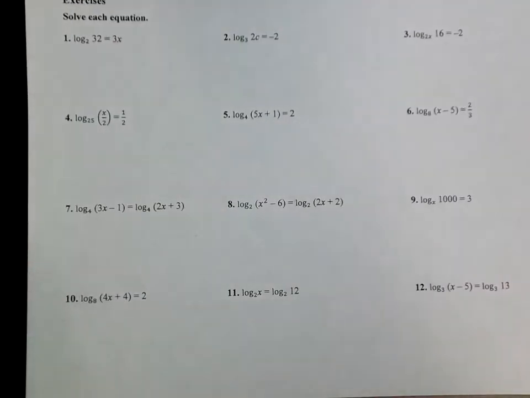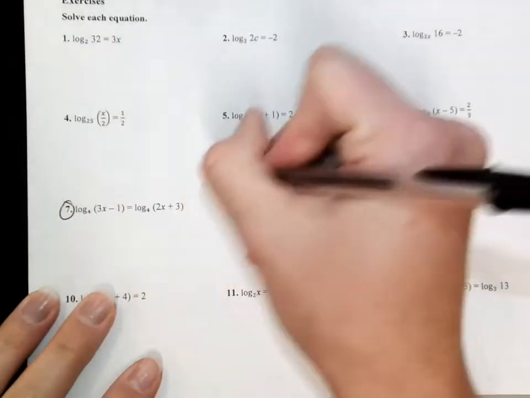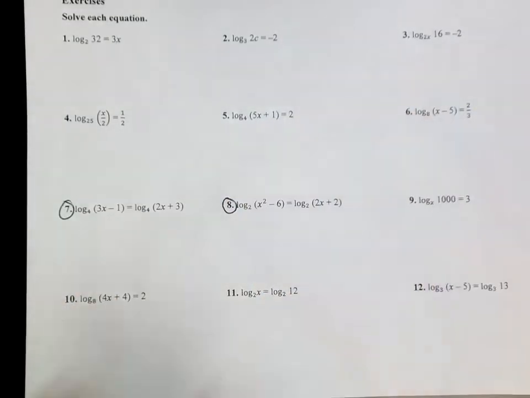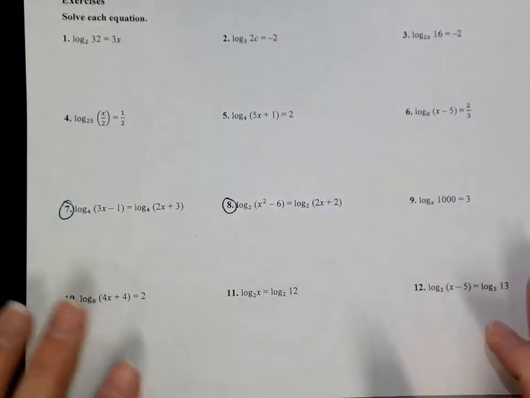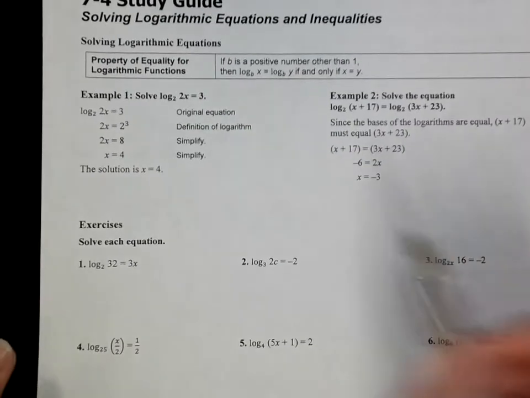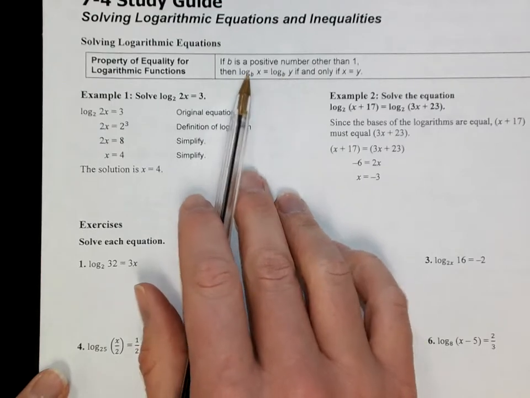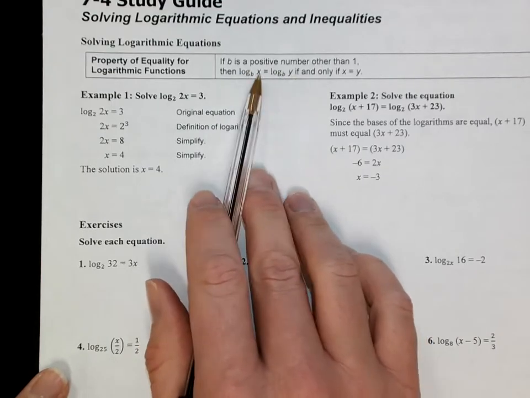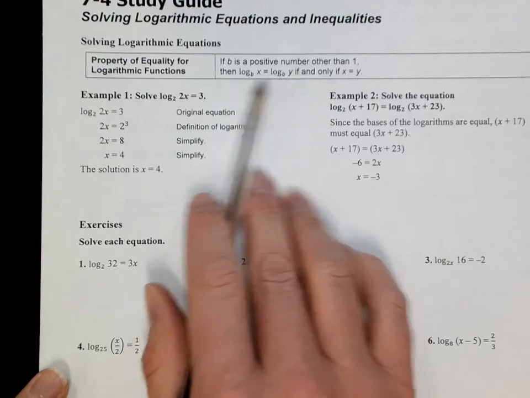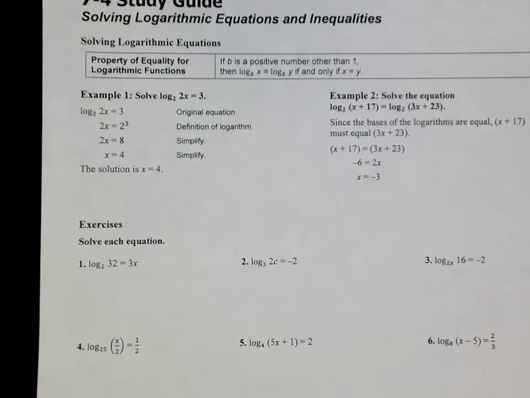So the first one, and the easiest one, I'm going to jump around on here a little bit, so hang with me, are the ones when you have two logs already equal to each other. There's a property written at the top of this, and it makes perfect sense if you think about it. If you have logs that have the same base and two different things inside, they're only going to be equal if the inside parts are equal.